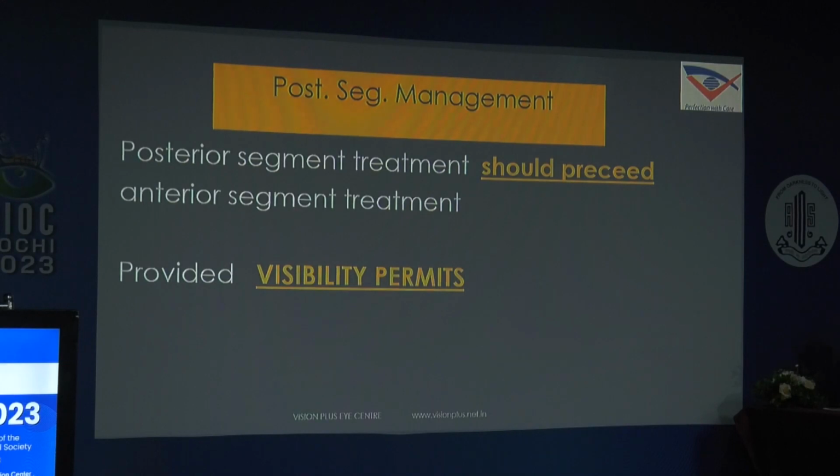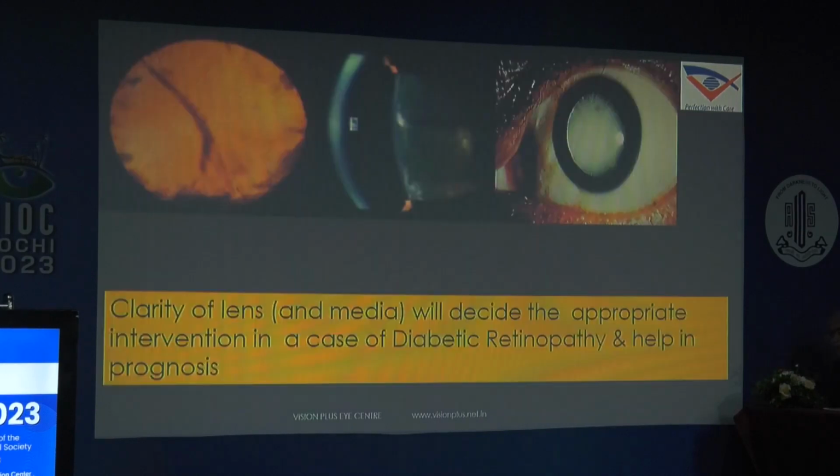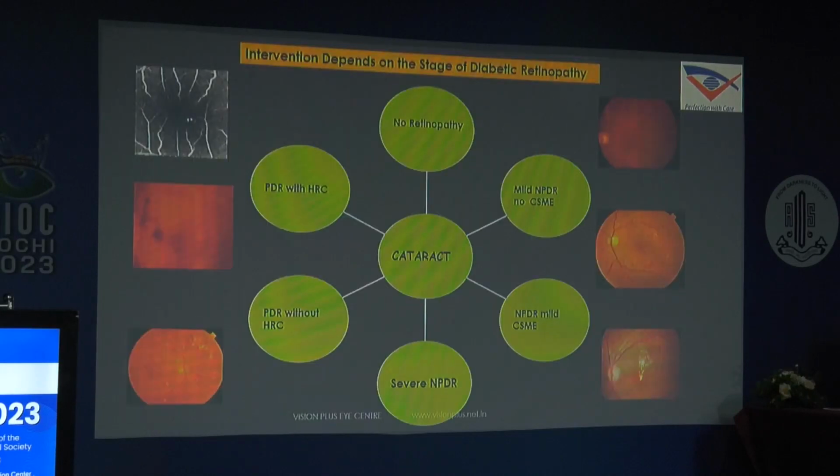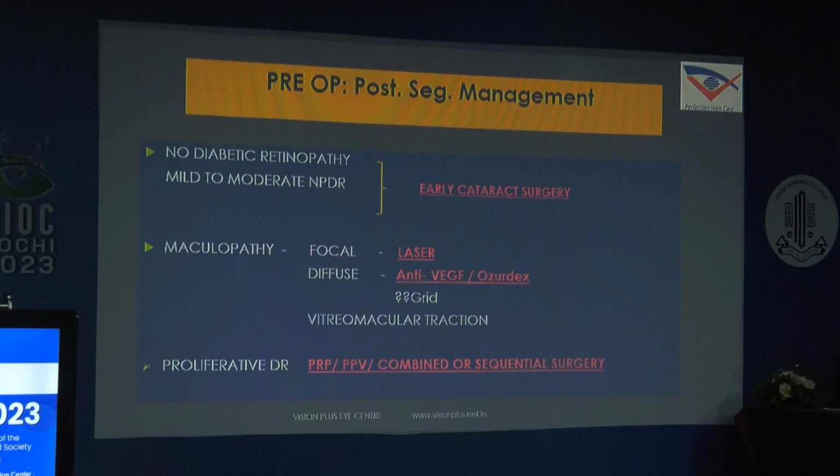So if you find that the patient has some diabetic retinopathy, then the treatment, if possible, should precede your cataract surgery. Now, of course, the intervention will depend upon the stage of the diabetic retinopathy, whether it's mild, moderate, severe NPDR or PDR. I will not go into too many details because you've had an exhaustive session on how to manage all these problems. But if the patient does not have diabetic retinopathy, or has mild to moderate NPDR, you can do an early cataract surgery. And as already specified, you can go for focal lasers or anti-VEGF as the indications are.